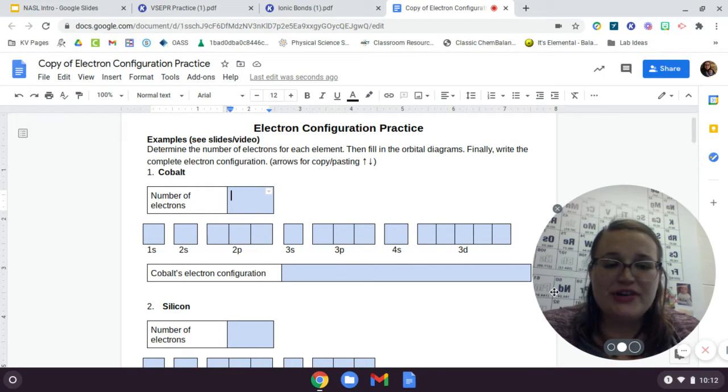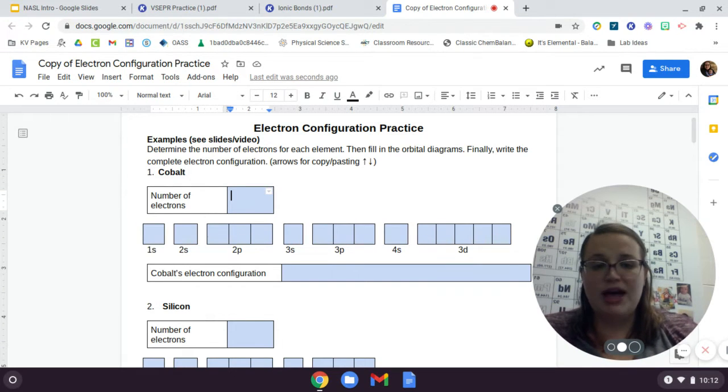Hi guys, we're going to go over your examples on the top of your electron configuration practice assignment. So before we do electron configuration, we need to talk about our 3 rules for electron configuration in using these orbital filling diagrams. The first one is the Aufbau principle, which states that we have to do the lower levels before we do the higher levels.